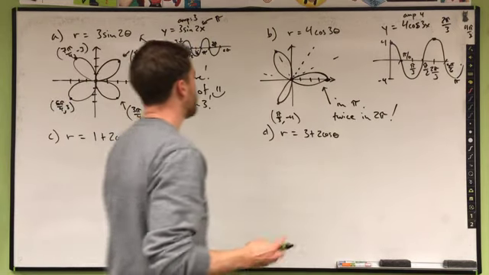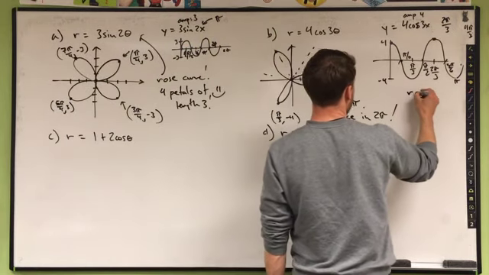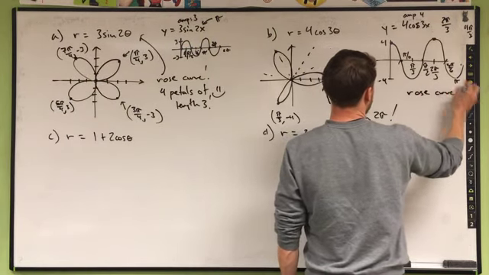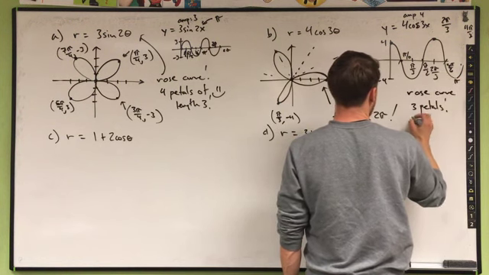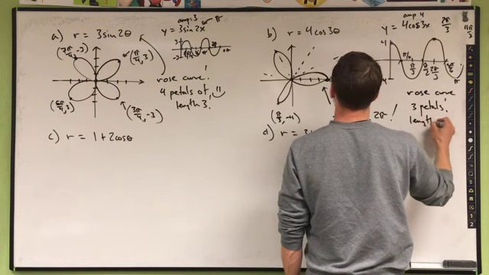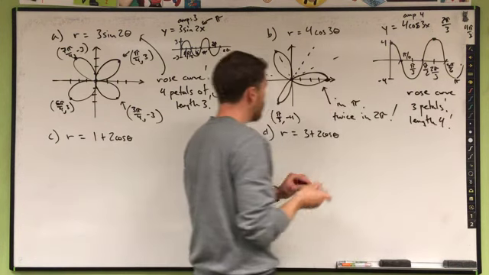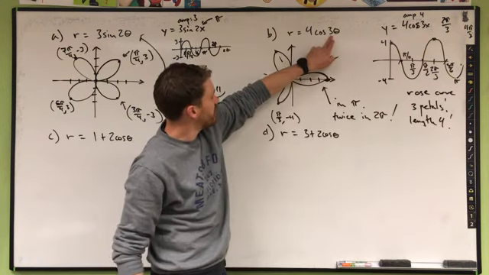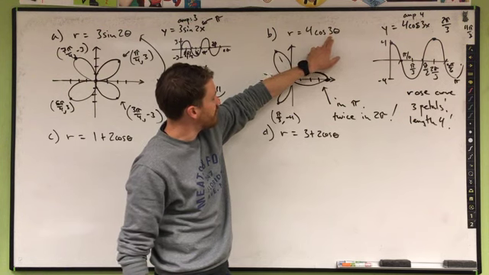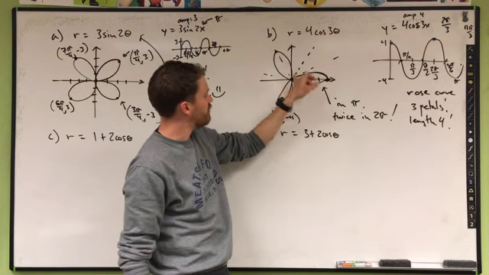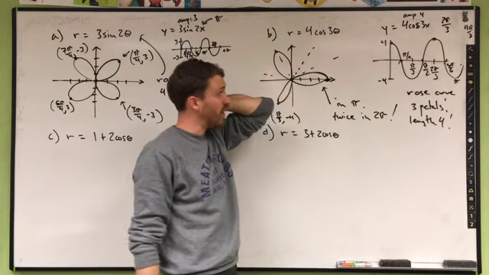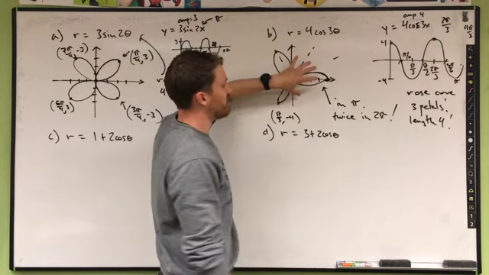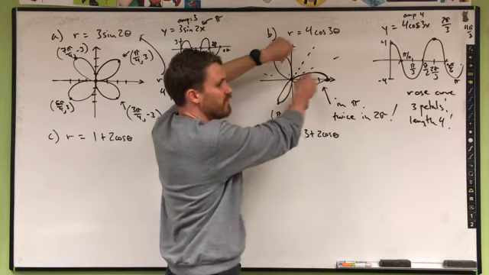But again, what is this? This is a rose curve with 3 petals, and they have length 4. So you notice that if this is multiplied by an odd number, that's the number of petals you have. I think this is true. So we ended up with 3 petals because we're going over the same thing twice. So it's almost like you have 6 petals, but they're all on top of each other.